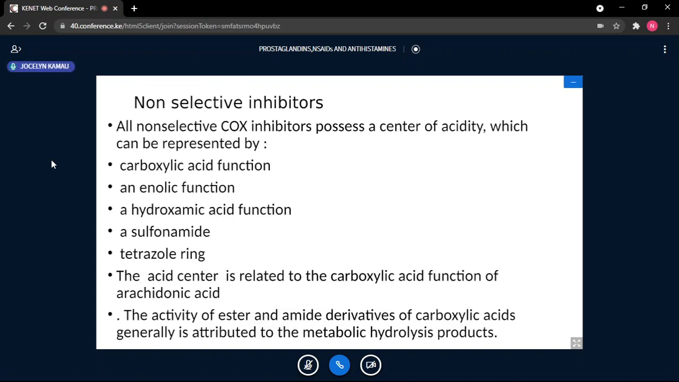Next point, all non-selective COX inhibitors possess a center of acidity which can be represented by that. And we have already said this center of acidity can be a carboxylic group, an enolic group, a hydroxamic acid, a sulfonamide, or a tetrazole. The acid center is related to the carboxylic acid function of arachidonic acid. The activity of the ester and amide derivatives of carboxylic acid generally is attributed to the metabolic hydrolysis of these products.